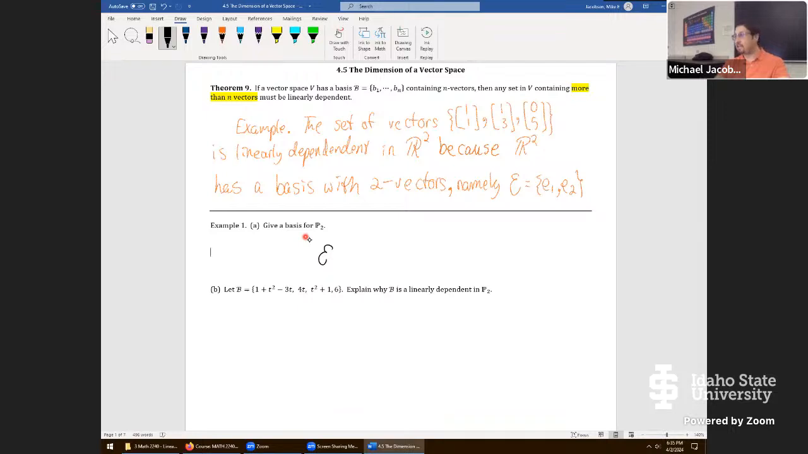The standard basis, E, is going to be equal to 1, t, and t squared. And because it's going to be relevant in the next part, part B, let's mention this basis has 3 vectors.